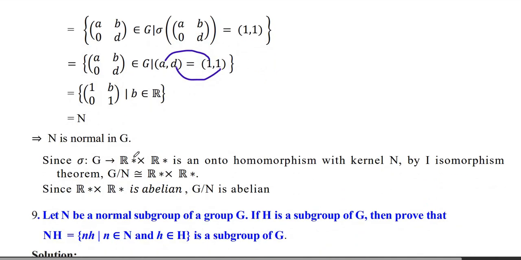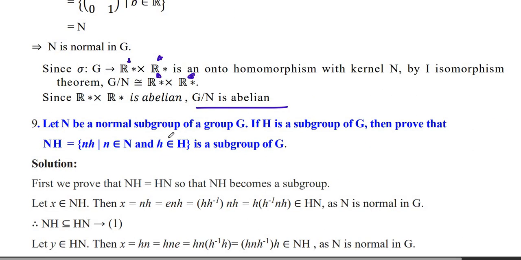So sigma from G to R star cross R star is an onto homomorphism with kernel n. By the first isomorphism theorem, which is to be discussed only in section 2.7, not yet discussed in our videos, G mod n is isomorphic to this. Since this is abelian, we conclude that G mod n is abelian. So this is another way of proving the same problem.